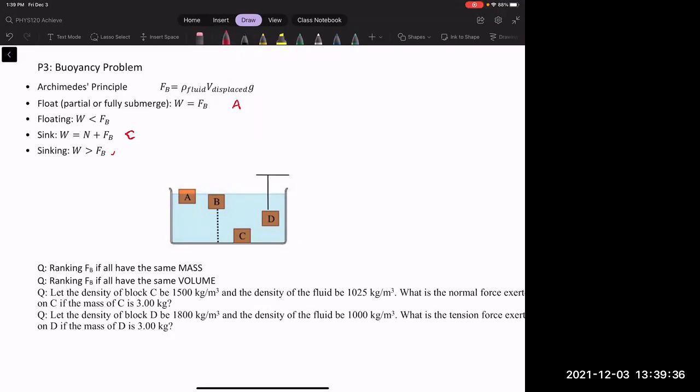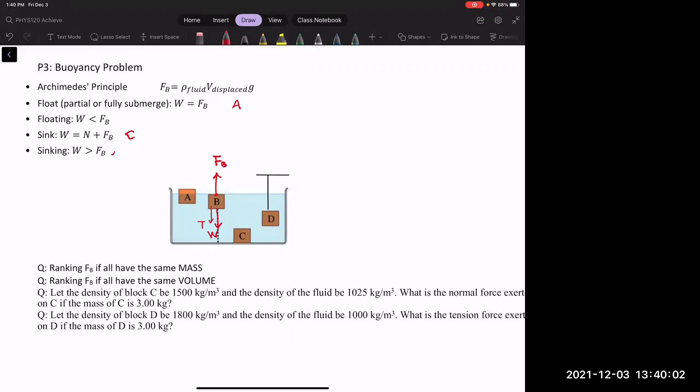So I'm going to draw the free body diagram for B. For B, you have a buoyancy force going upwards. You have a weight going downwards. What else? Well, you have the string. The string always goes away from the object. So this is the string force. That is the situation of B.